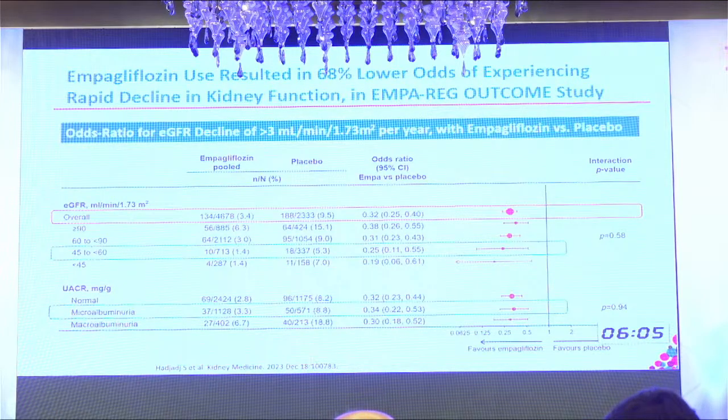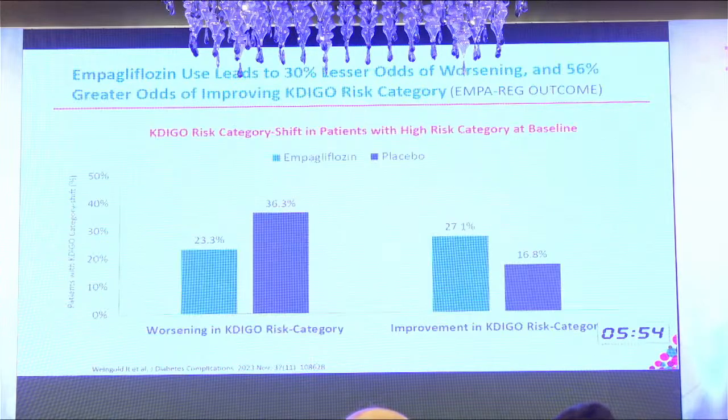So empagliflozin resulted in almost a 68% lower odds of experiencing rapid decline in kidney function according to the EMPA-REG outcomes. If we look at the KDIGO risk categories, worsening or improvement in the risk categories, empagliflozin leads to a 30% reduction in the odds of worsening of the risk category and a 56% improvement in the risk category.